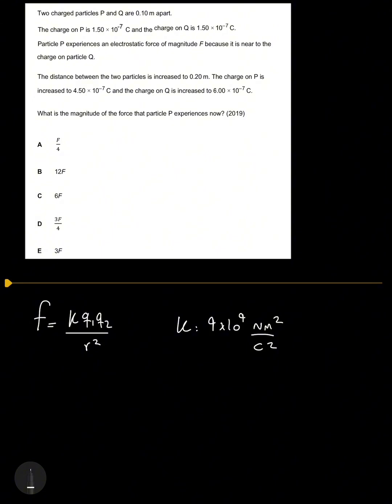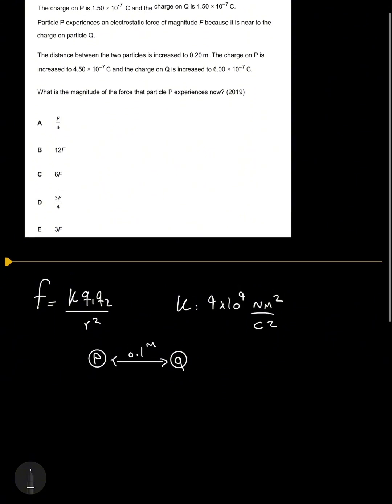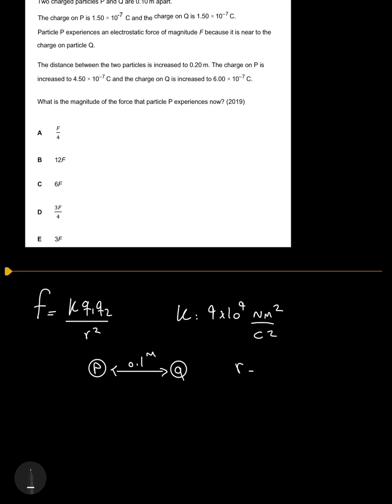So in particular today, I've prepared a question that showed up on the 2019 IMAT. It says two charged particles P and Q are 0.1 meters apart. So we have a charged particle, let's call this one P, and let's call this one Q, and they're at a distance of 0.1 meters. R is 0.1 meters initially.